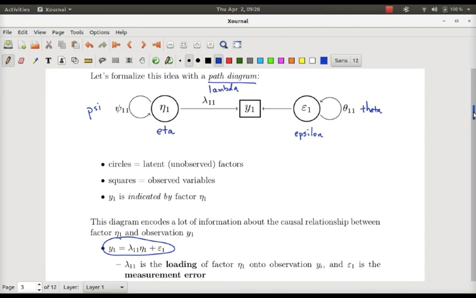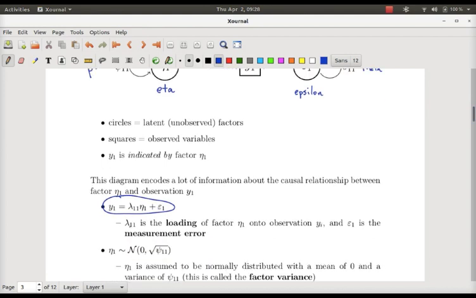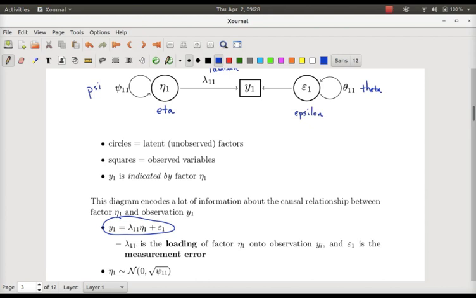What exactly does that mean? Well, let's scroll down just a little bit. What that means is that lambda 1 is the loading of factor eta 1. I want to try to get both of these in the same window. There we go. Lambda 1 is the loading of factor eta 1 onto observation y1, and epsilon 1 is the measurement error. So this is telling you that the true value of y1 can be gotten by taking lambda, the loading, times the factor plus some error. So it's just a linear relationship between the factor and the observed variable. So factor analysis is just a linear model.